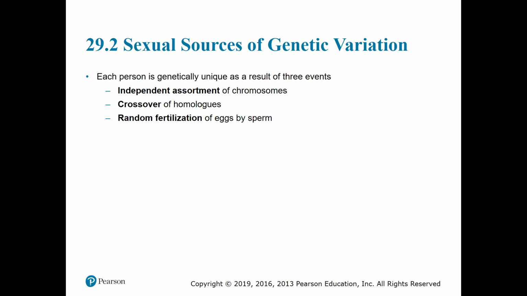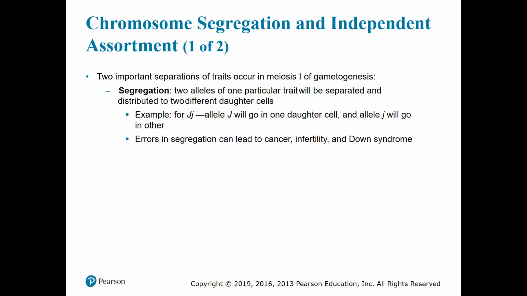Every person in the world has a unique set of genetic variants, and this is due to several different things: independent assortment, crossover, and random fertilization. We're going to look at independent assortment and crossover. I've already defined crossover a bit, but we're just going to look at it again from a genetic lens, not from a lens of oogenesis or spermatogenesis, which is what we looked at last time.